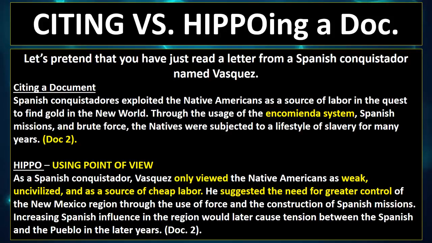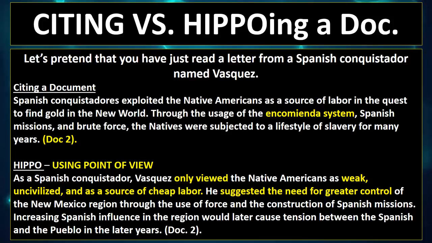These are made up here. Let's pretend that you've just read a letter from a Spanish conquistador named Vasquez. The first example is just using the document. You'll see no example of using the author's point of view or the intended audience in that first one.